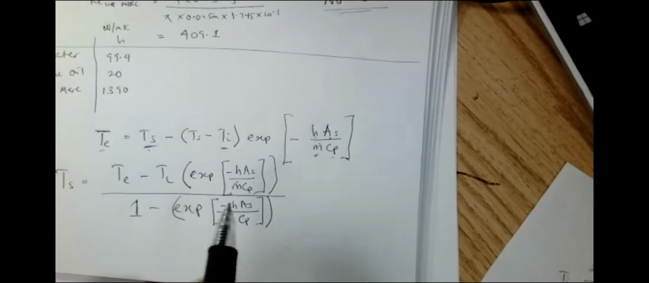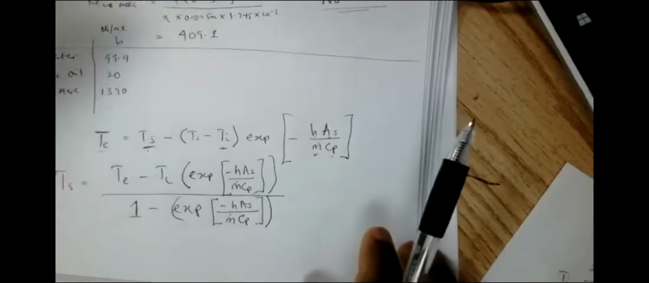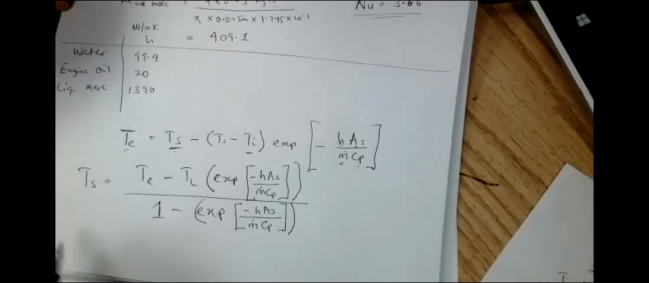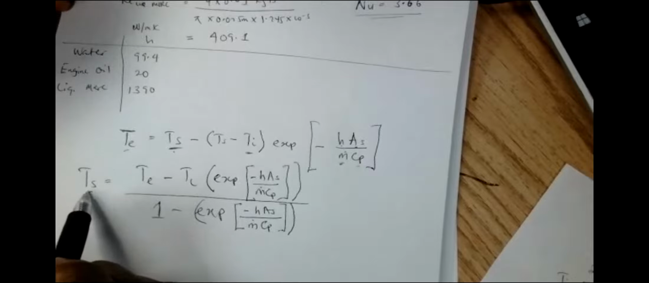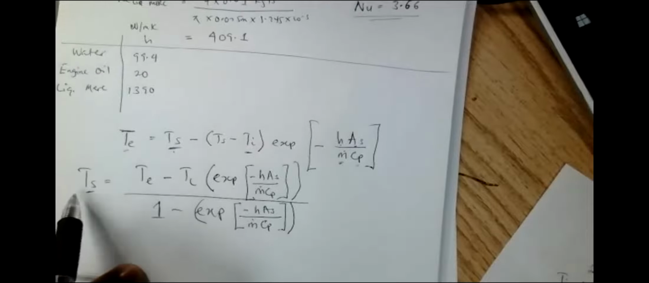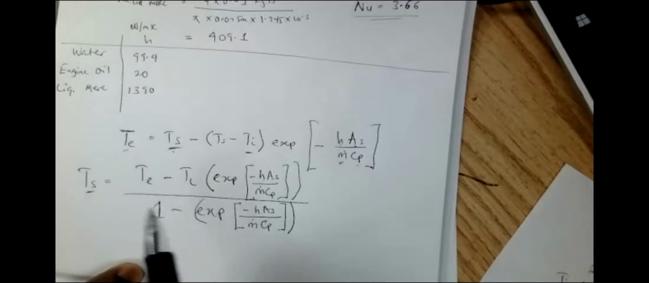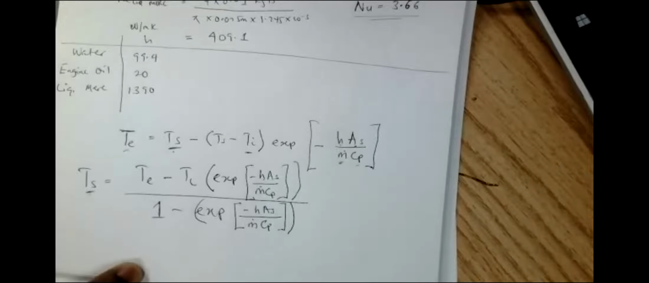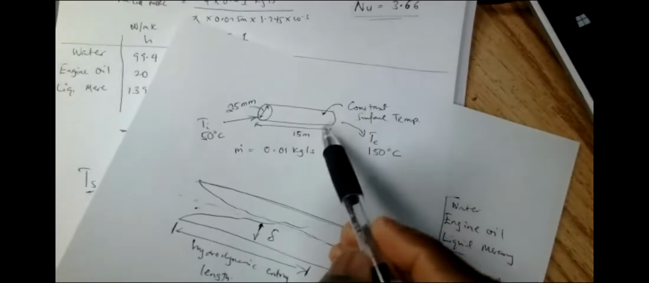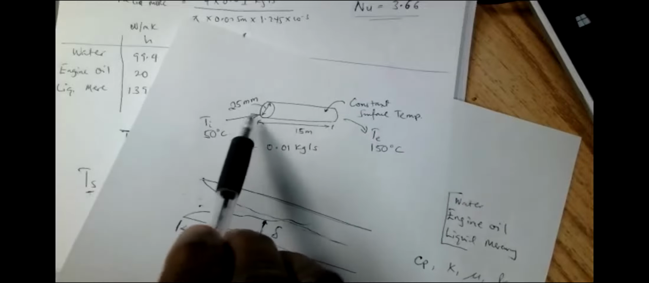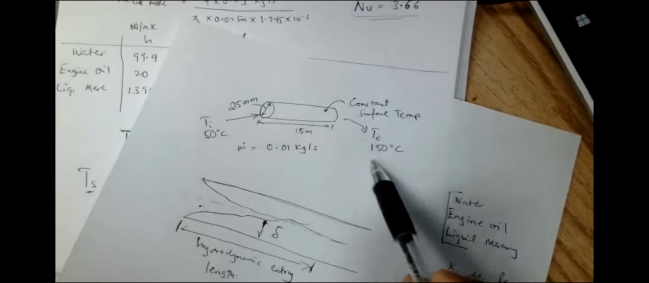Okay, so this expression gives us the constant surface temperatures for the fluids. What we're basically doing in this question is designing a heater. This is the temperature that you have to maintain on the outside of the walls of the tube to ensure that the fluids exit the tube at this temperature.